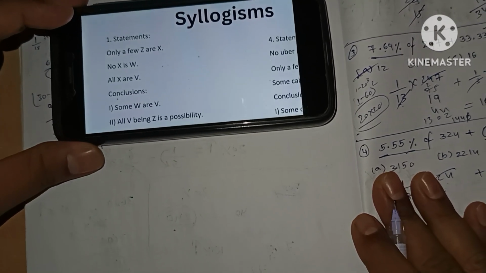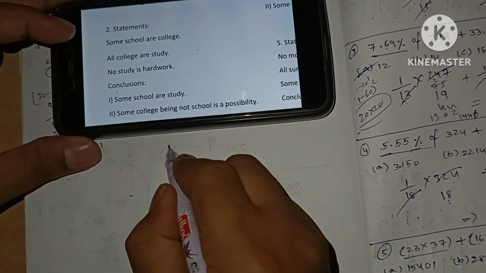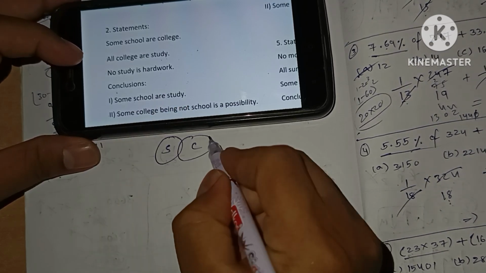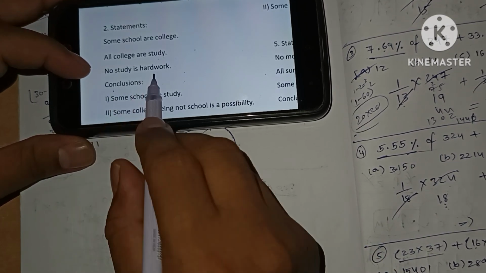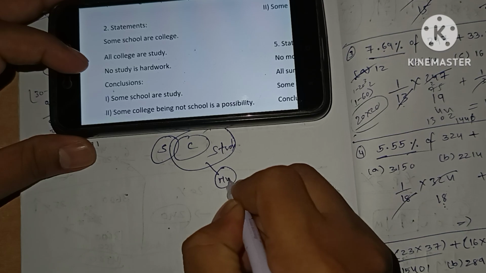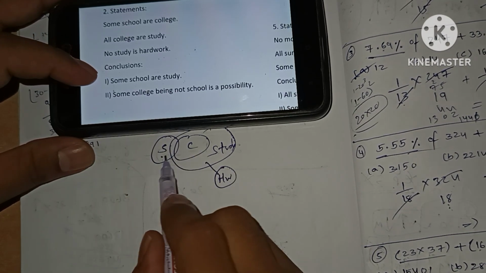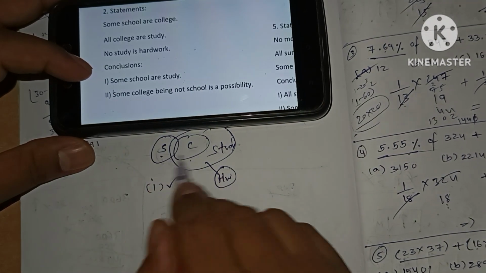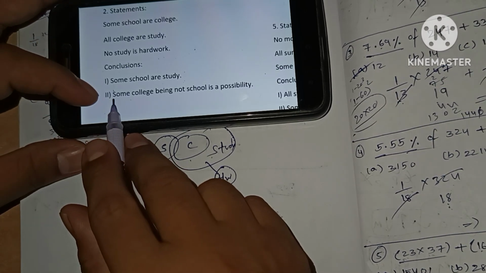Let's see the second question. Some school are college. All college are study. No study is hard work. Let's see conclusions. Some school are study. Yes, the first conclusion is true because it is a direct conclusion and there is a relation between school and study of some.